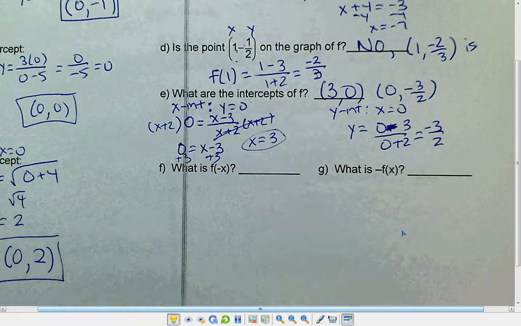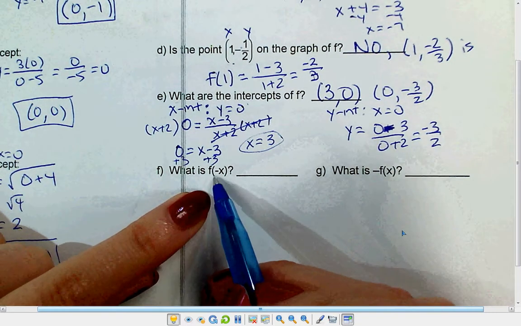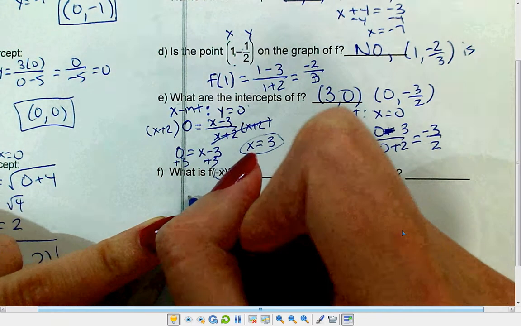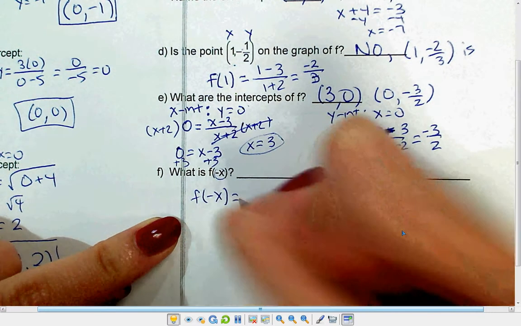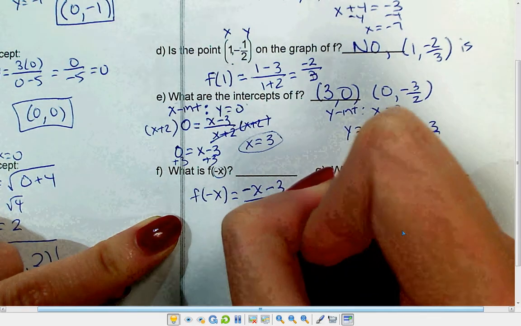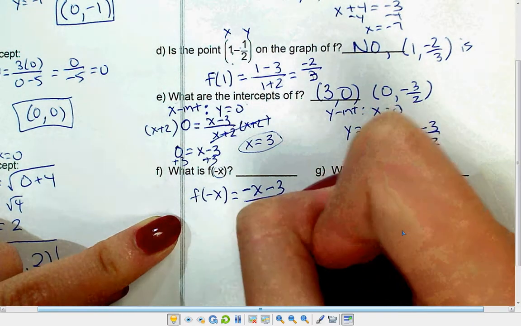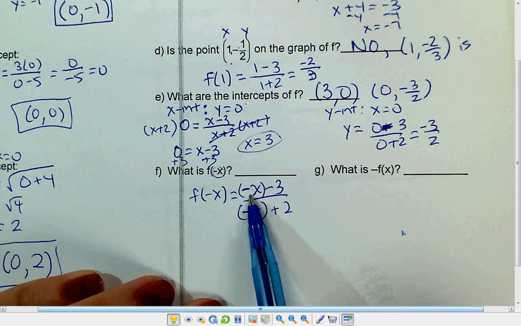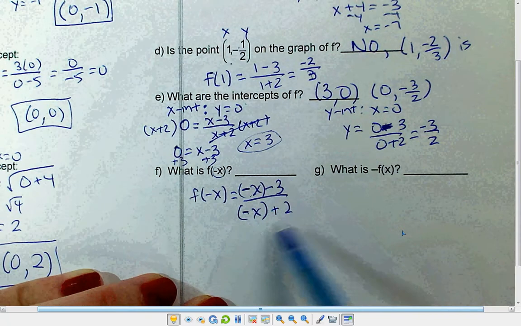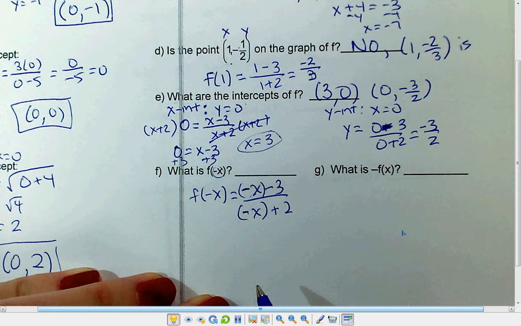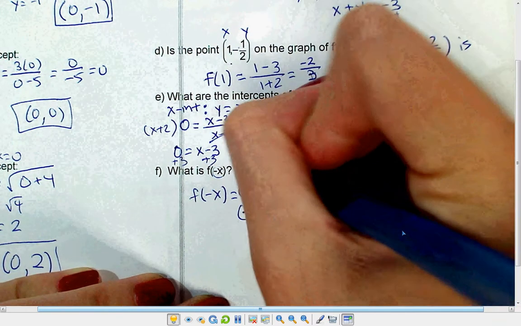Last two. So for f, we're looking for f of -x. So -x is what we're plugging in. So we plug in -x. Every time we see x, we're putting a -x there. So before it was just the x, now we replace it with a -x: -x minus 3 over -x plus 2. And we can really just leave it like this.